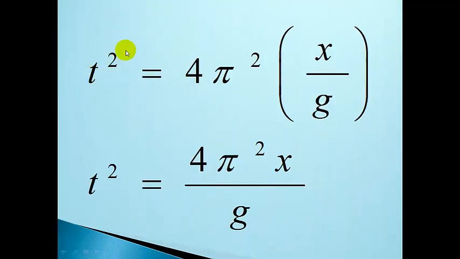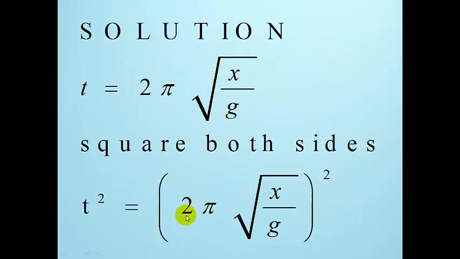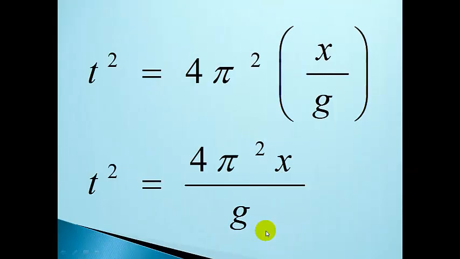And so we have t square is equal to 4 pi square times x over g. Where from 4 pi square? Now when we go back, we have 2 pi the root of x over g all square. Because 2 is affecting the 2 pi, 2 square will give us 4, and we have pi square, so we have 4 pi square. Now the root of x over g all square, the square will cancel the root, so we are left with x over g. So that is how come we had t square is equal to 4 pi square times x over g.